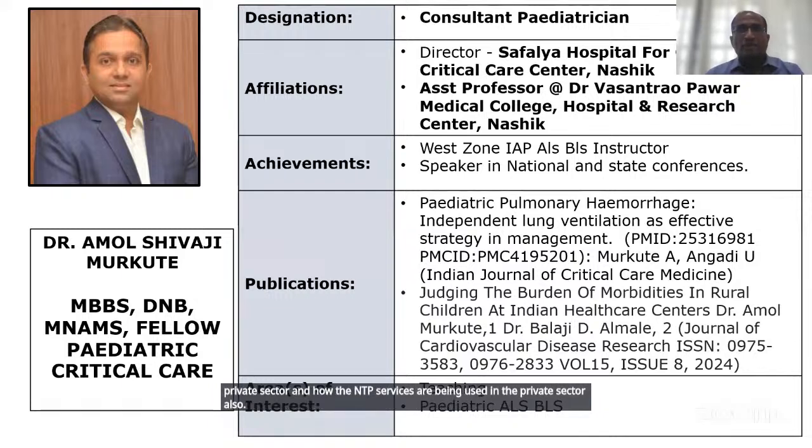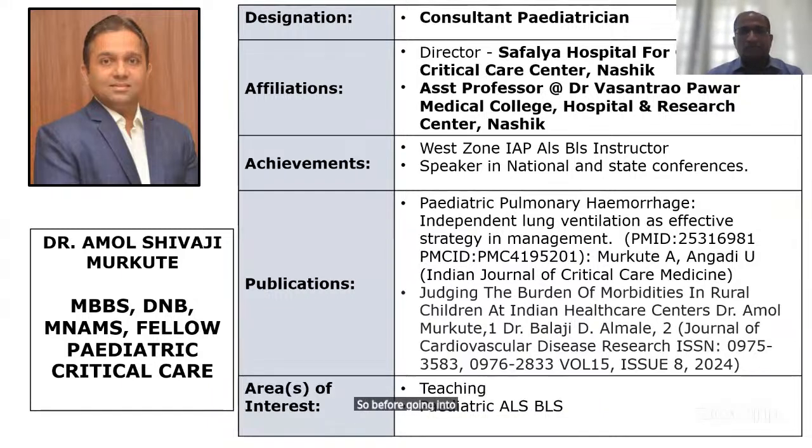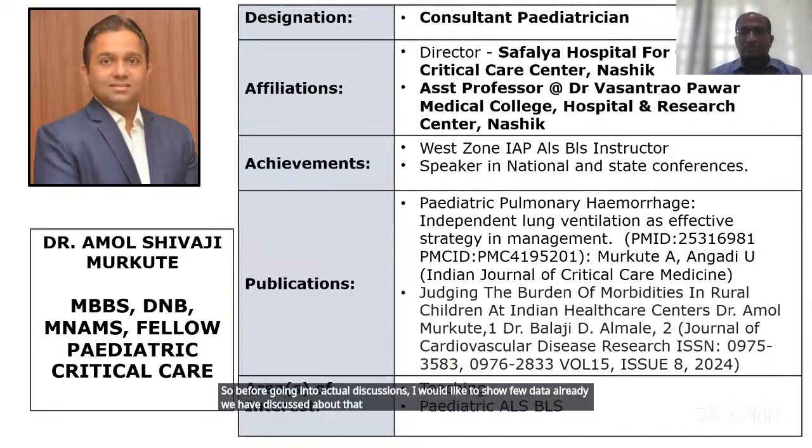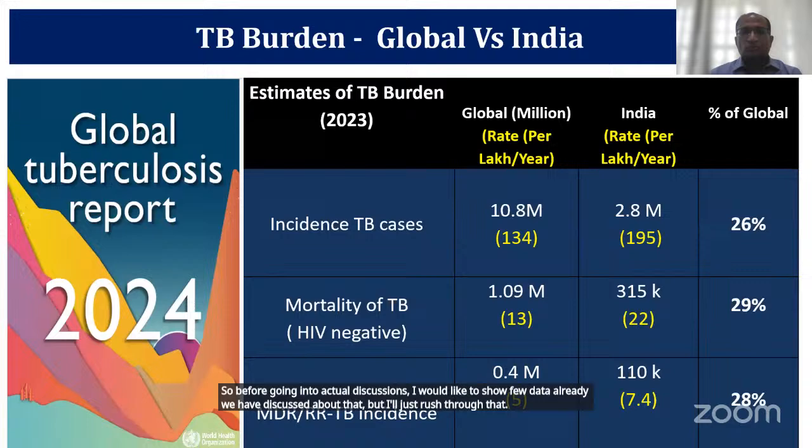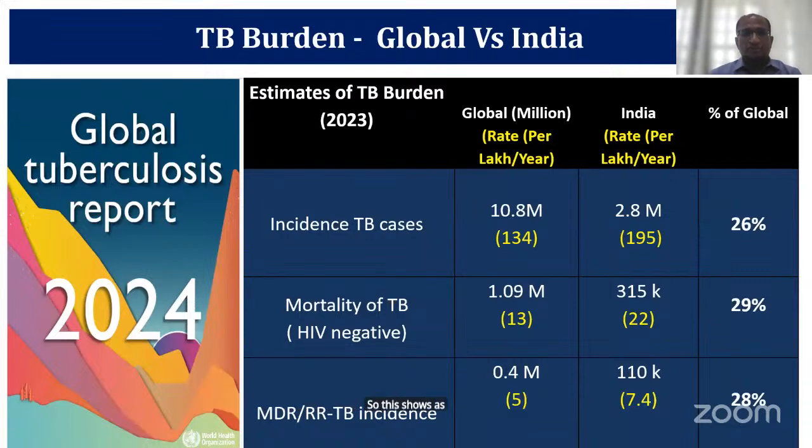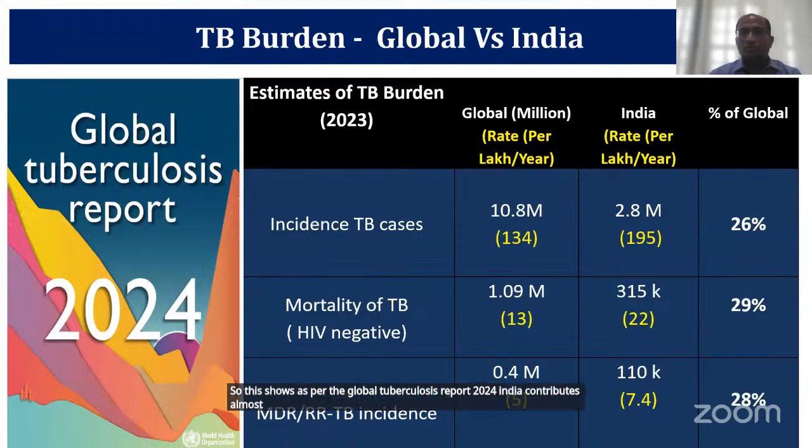Before going into the actual discussion, I would like to show a few data. We have already discussed this, but I'll just rush through it. This shows, as per the Global Tuberculosis Report 2024, India contributes almost one-fourth of the global TB burden, and that's the highest of any country.